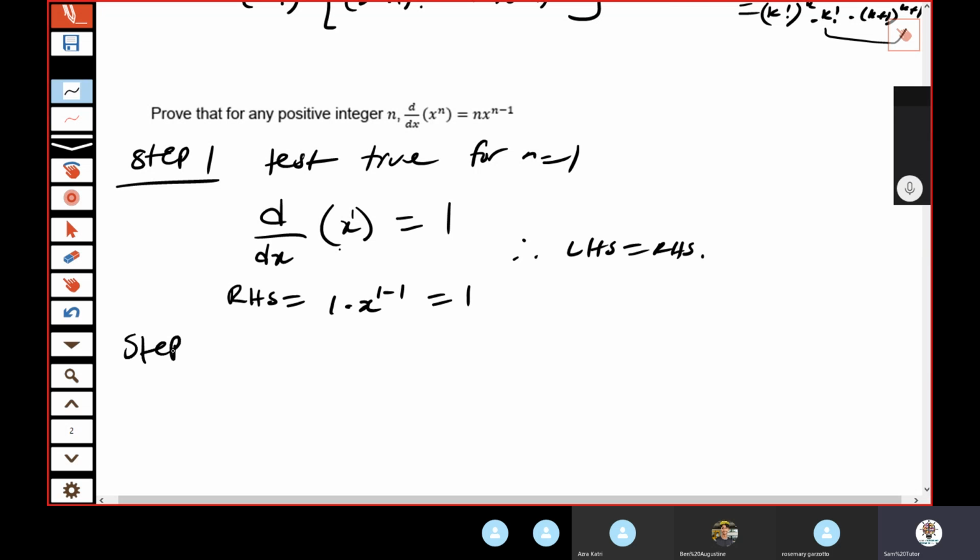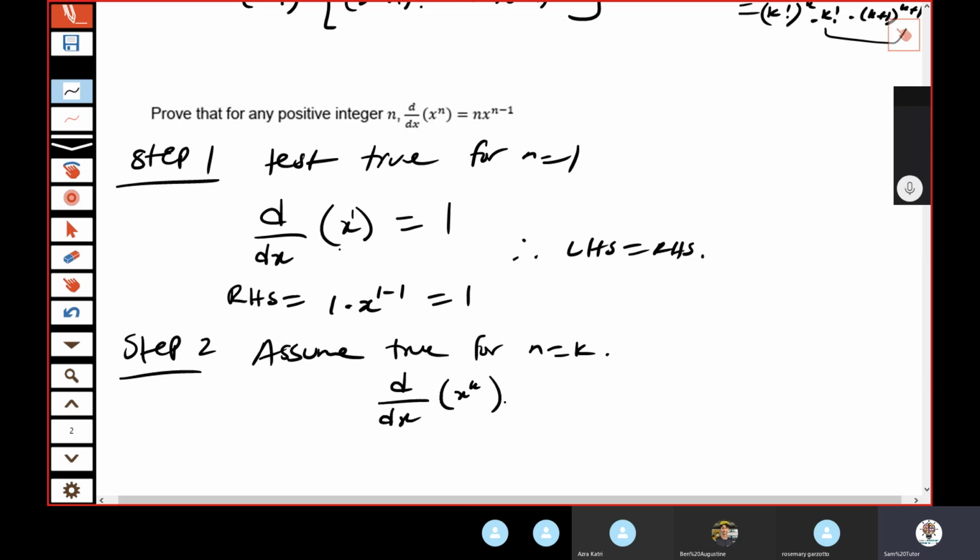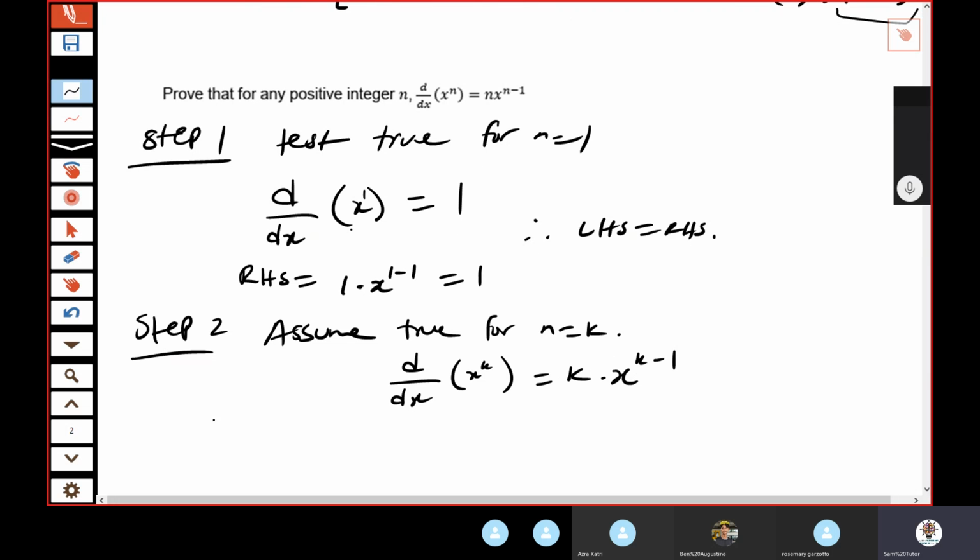Now step 2, you assume true. So a lot of students got up to this stage with no dramas. d on dx, x to the k. So they were awarded 1 mark because it was a 3-mark question. There it is. And a lot of the state actually failed to recognize how to do the last bit. Prove true for n equals k plus 1.